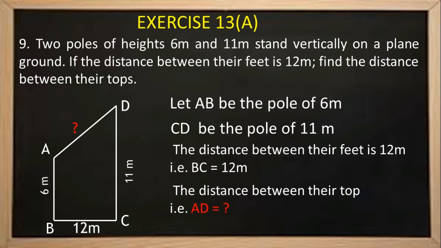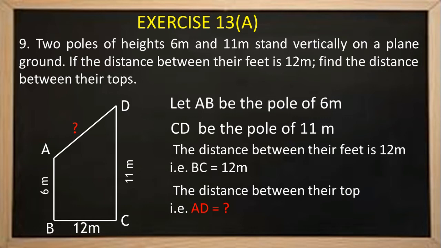AB and CD are the two poles of height 6 meter and 11 meter respectively. BC is the distance between their feet on the ground, that is 12 meter, and we need to find the distance between their tips, that is AD, that has to be calculated. Now how to proceed with this problem? Just keep an eye on the diagram, children. The diagram will tell you what to do and how to do it.